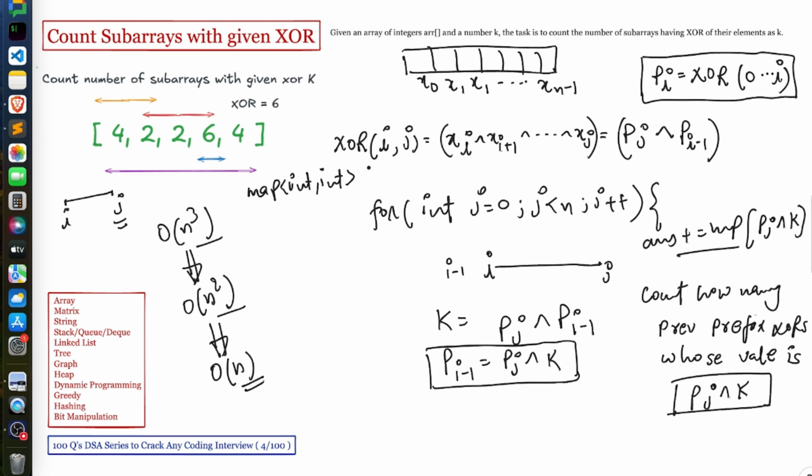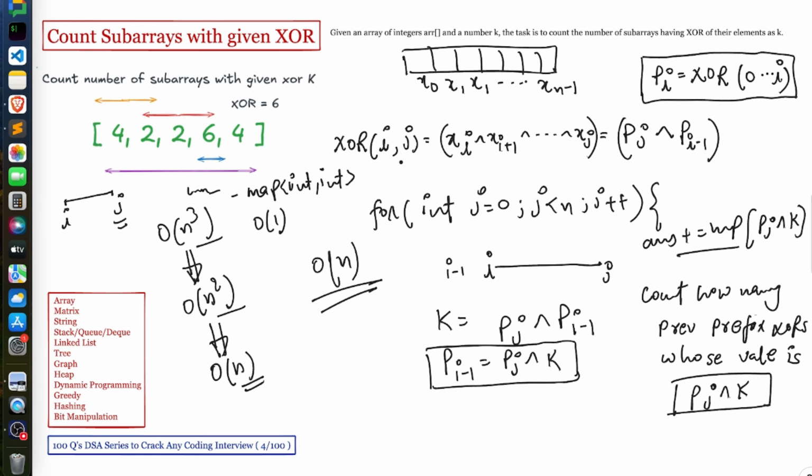And that's it. So here we are just using one loop and we are fetching the information from this hash map. We can simply use unordered map here, to get the frequency of pj XOR k in order of 1. So the overall complexity for this approach is order of n, and we have successfully achieved that from order of n cube to order of n square and then again to order of n. I hope you understand this approach. If you have any difficulty or doubt anywhere, please try to comment. I'll reply to each one of them.